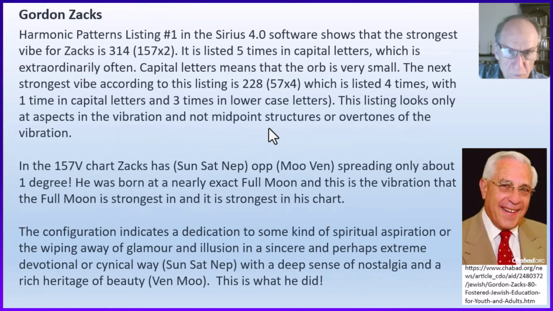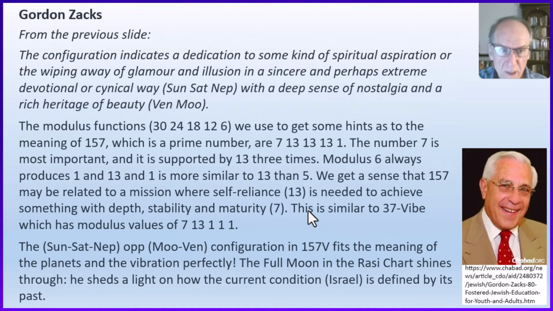Well, before I talk about 157, let's talk about the planetary configuration. The configuration of Sun, Saturn, Neptune indicates dedication to some kind of spiritual aspiration or the wiping away of glamour and illusion in a sincere and perhaps extreme devotional or cynical way, with a deep sense of nostalgia and rich heritage of beauty. This is what he did, preserving and enhancing a particular religious and spiritual way of life.